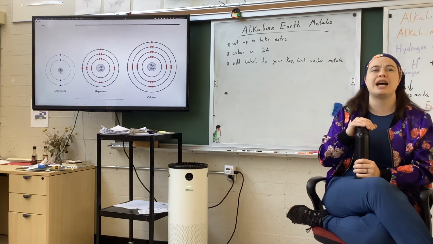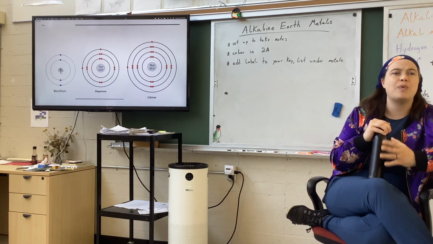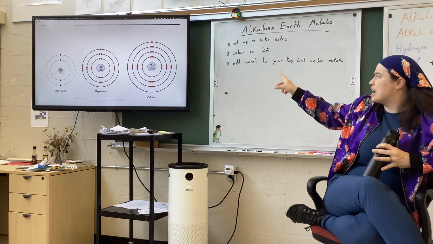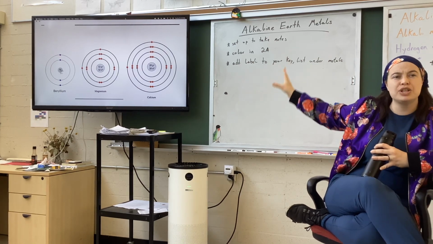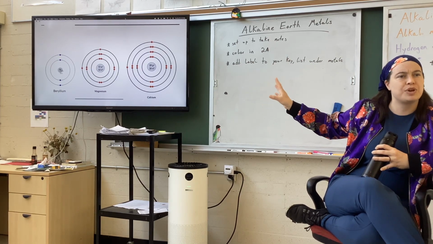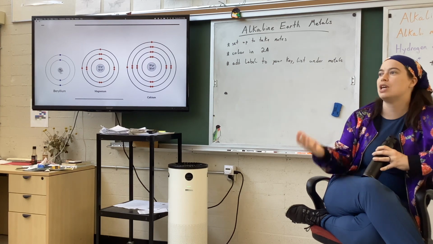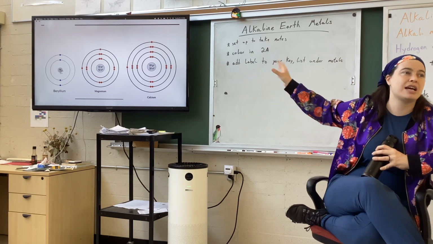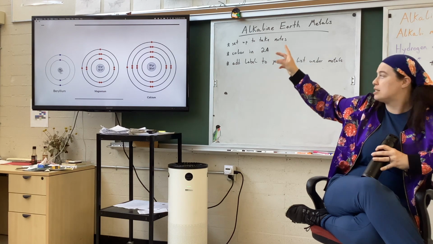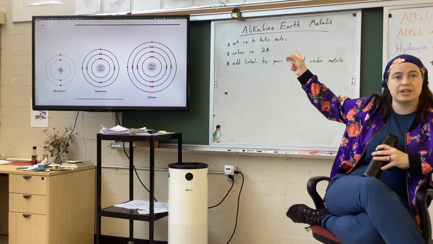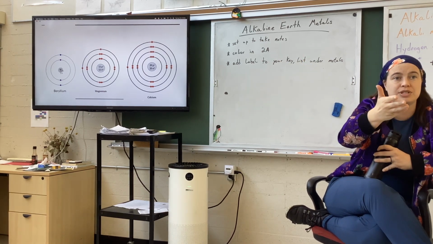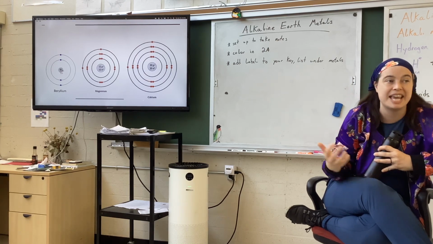Something else I want to point out about this. Is there any way for these guys to become stable, to fill their outermost electron shell with covalent bonds? No. This cannot become stable using covalent bonds. Because even if they share each of those pairs, they'd only end up with how many electrons, Missy? 4. They'd only end up with 4. They need 8 to be stable.